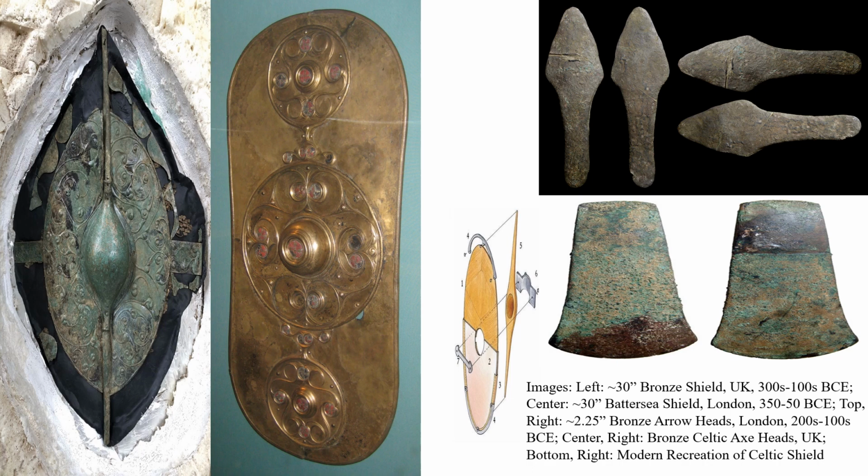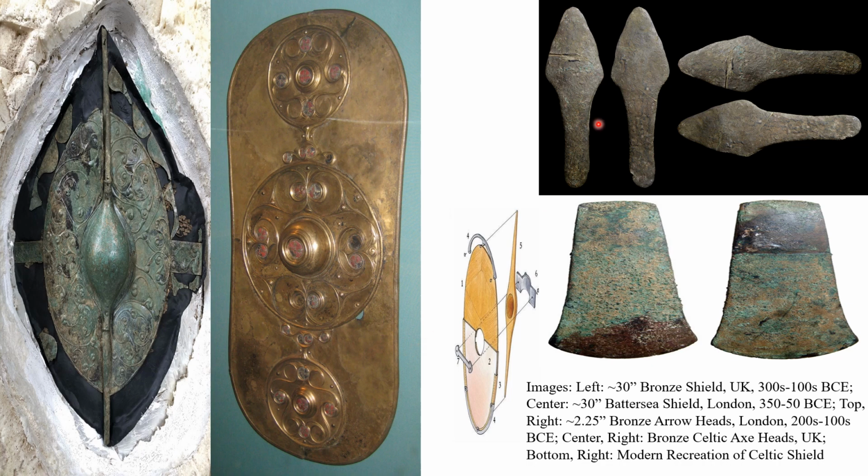Here are their oblong shields, which the Romans copied when they made their scutum shields. These are both about 30 inches long, and they're both from the UK. This is what maybe an everyday shield would have looked like, made of wood. These shields here are probably more ceremonial and not used in combat.